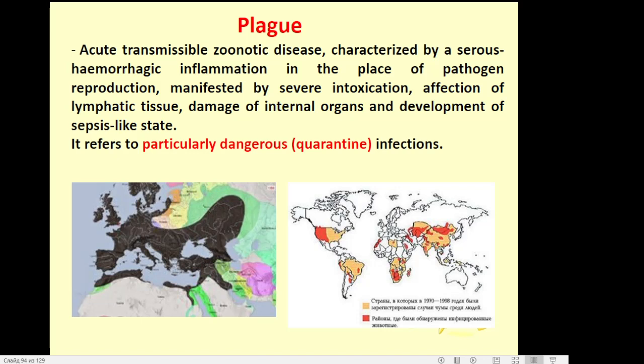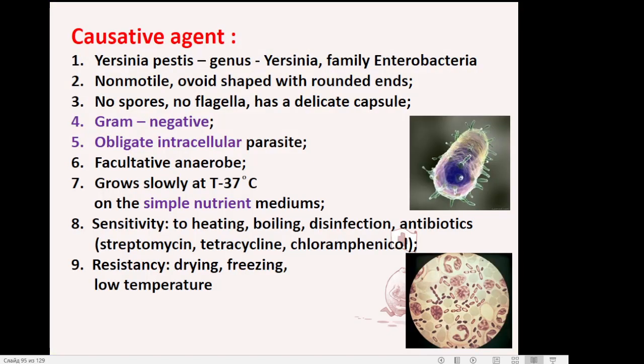So what is it, plague? An acute transmissible zoonotic disease characterized by serous hemorrhagic inflammation in the place of pathogen reproduction, manifested with very severe intoxication, affection of lymphatic tissues, damage of internal organs, and development of a sepsis-like state. In the old classification it belongs to extremely dangerous, quarantine infections. Causative agent Yersinia pestis, family Enterobacteriaceae.